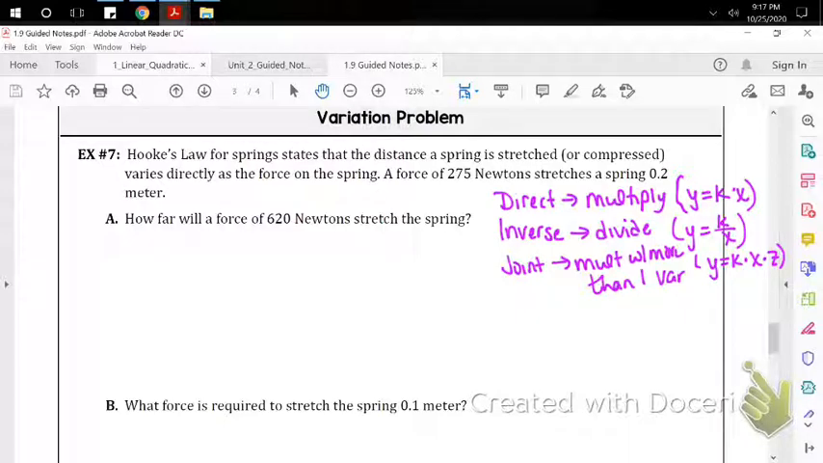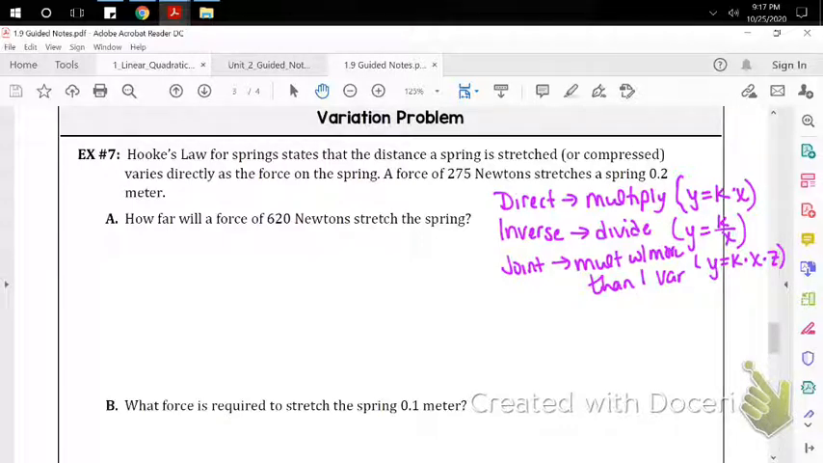Alright, so looking at this problem here. Example 7. It says Hooke's law for a spring states that the distance a spring is stretched or compressed varies directly as the force on the spring. A force of 275 newtons stretches a spring 0.2 of a meter. How far will a force of 620 newtons stretch the spring? What they gave us at the very top is going to help us set up the problem, and it's going to help us solve for k, that constant of proportionality, or the constant of variation.